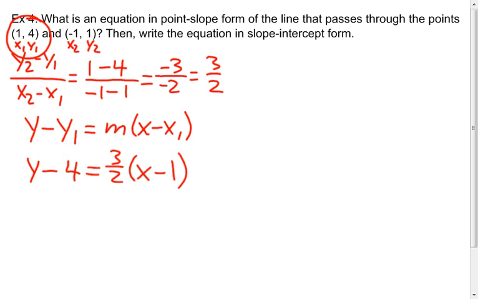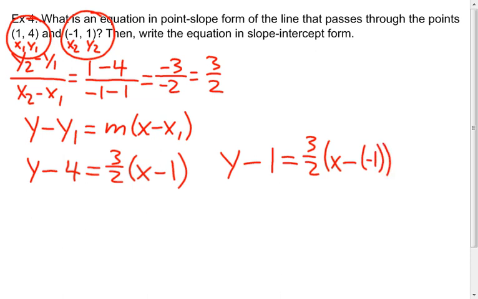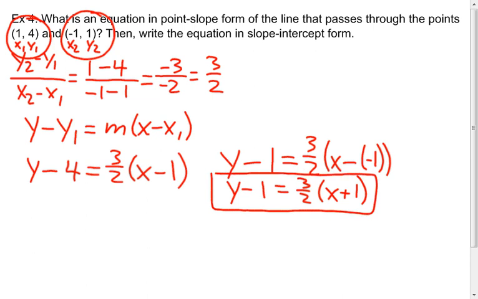Okay. Now I'm going to write the other one using the second ordered pair they gave me. Again, you only need to do one of these, but I'm just making sure you understand. y minus the y value, which is 1, equals slope, x minus the x value, which is negative 1. Clean that up a little bit. Okay. So there's the two point-slope equations that I could have for my answer.